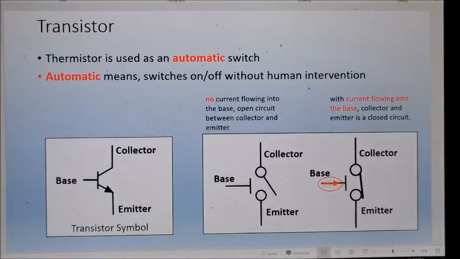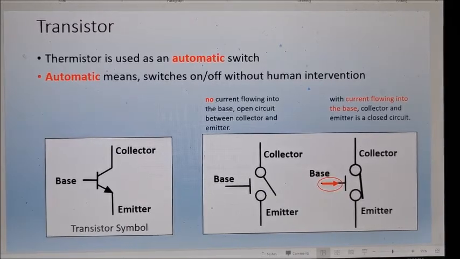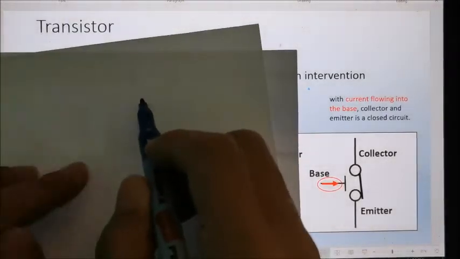The other thing that you must know is, okay, this is a transistor down here, right? There are two things, two states, state.